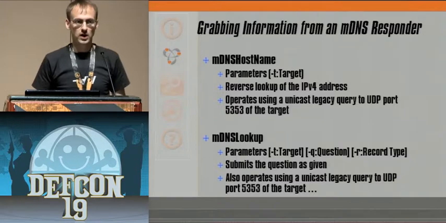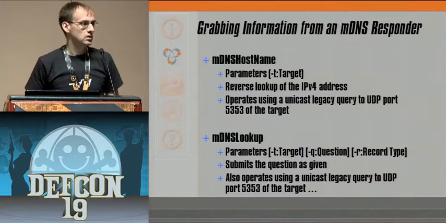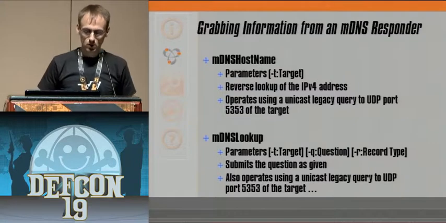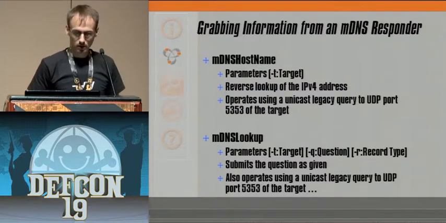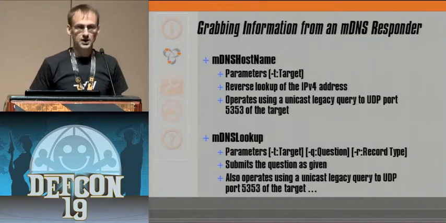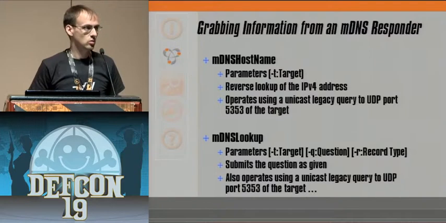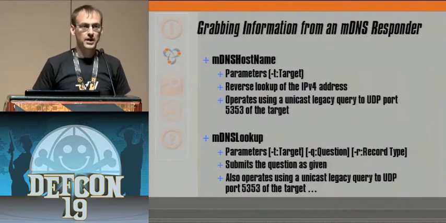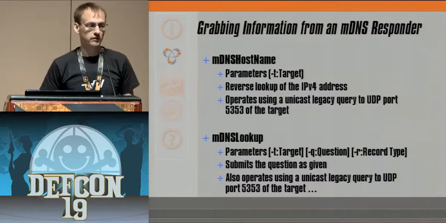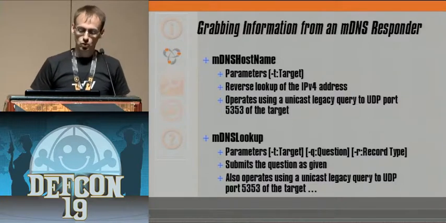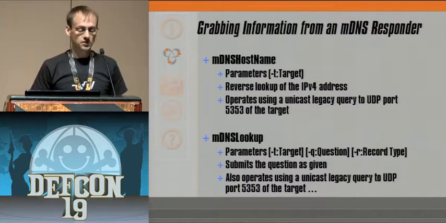I had an additional way to profile my hosts quickly, like I was often able to do with Windows hosts. And so I created a tool called MDNS hostname. The parameter there, it does a reverse lookup of the IPv4 address. I did repurpose some code that was designed for traditional or conventional DNS. So it basically just packages the same message but sends it to UDP port 5353. So it operates using basically unicast legacy query to UDP port 5353 of the target.